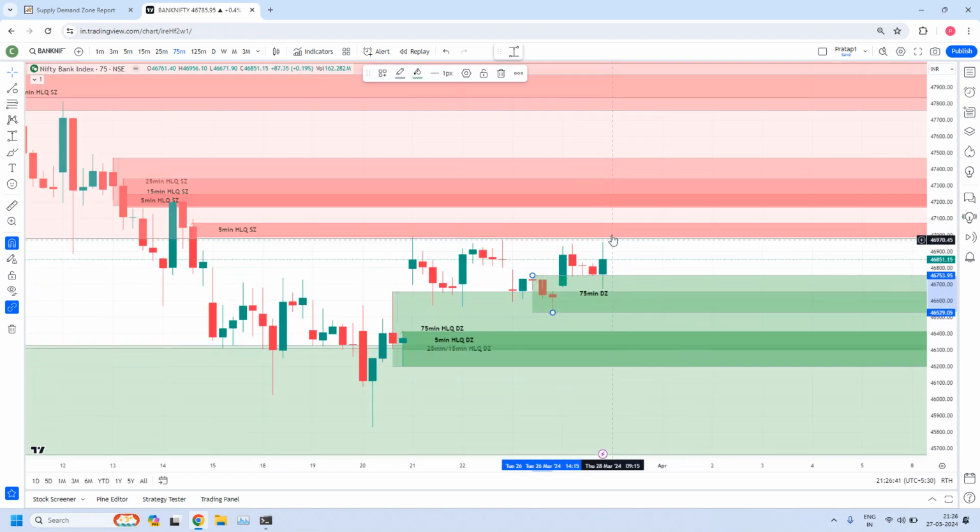But at this point of time, the movement is narrowed down, because definitely this 75 minutes zone, even though it is a normal zone, will still hold for some period.